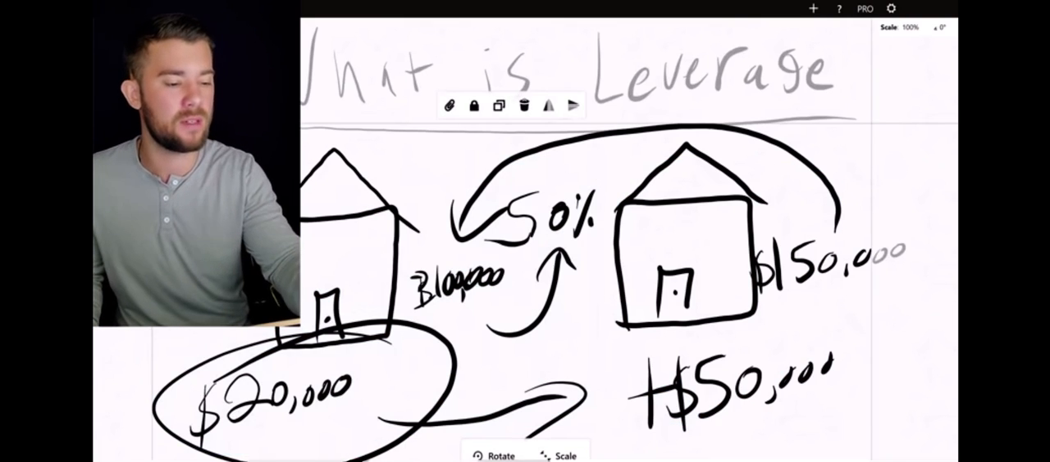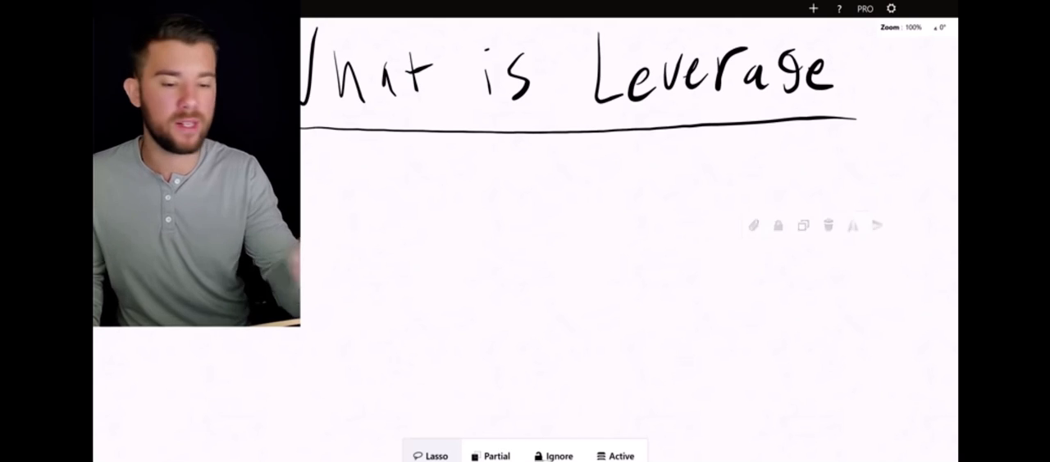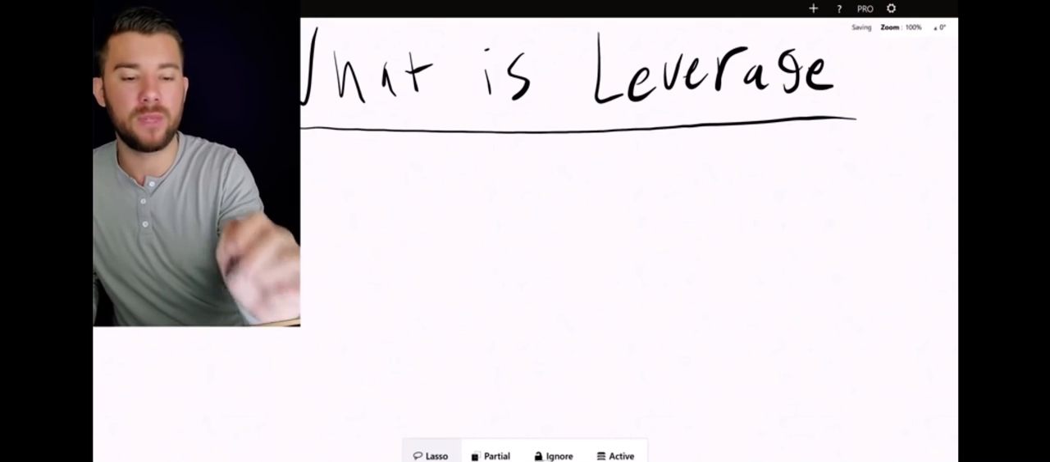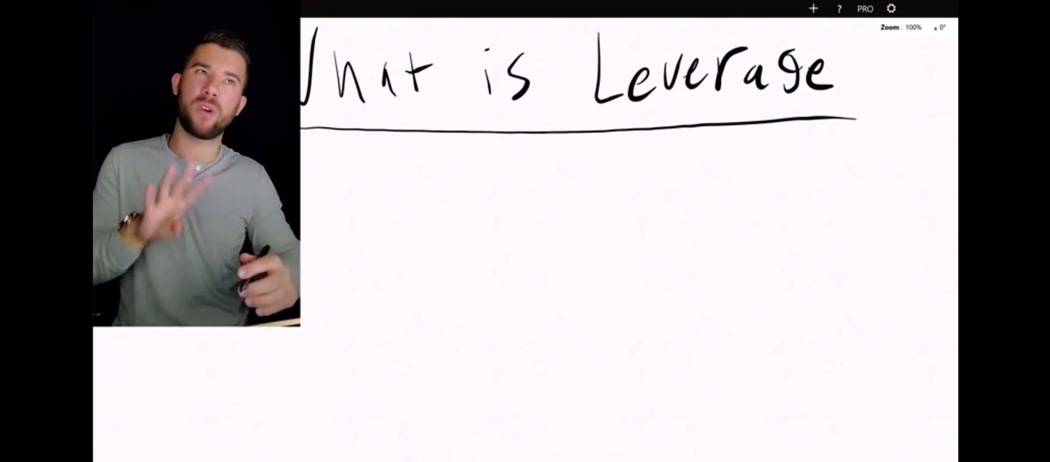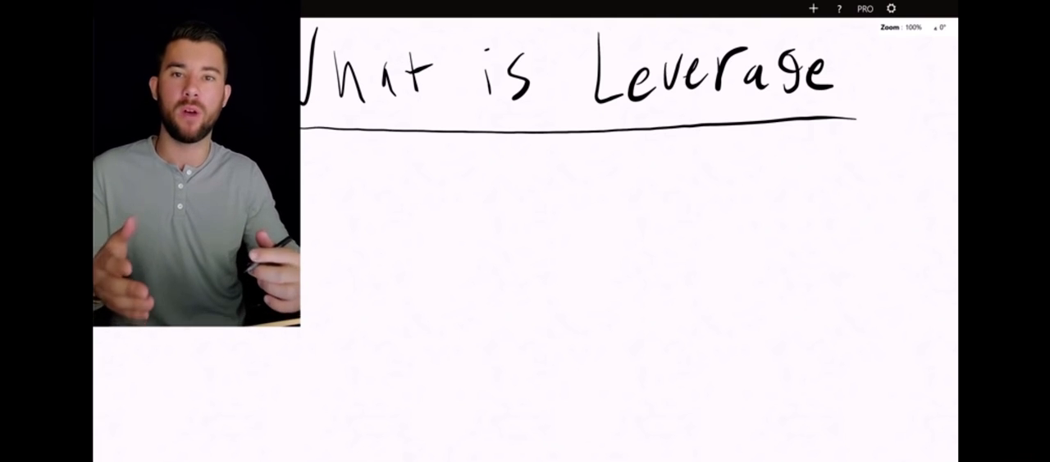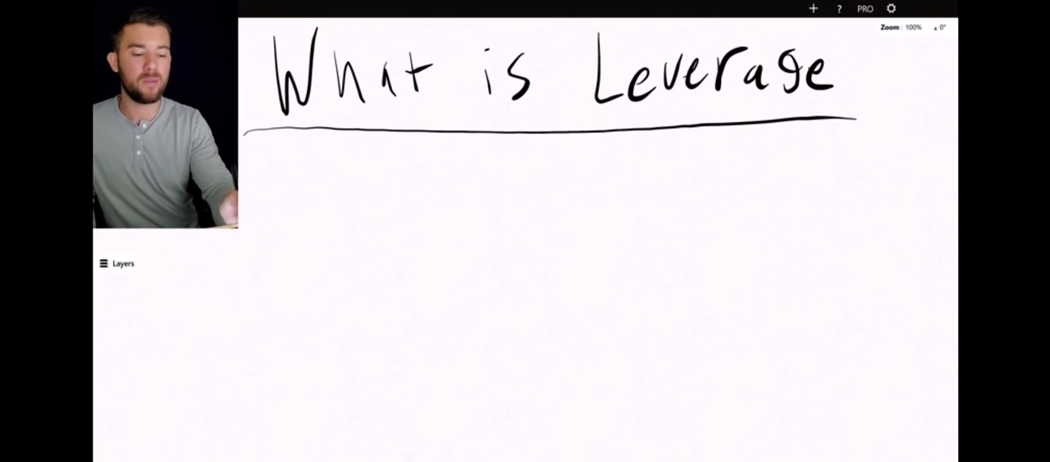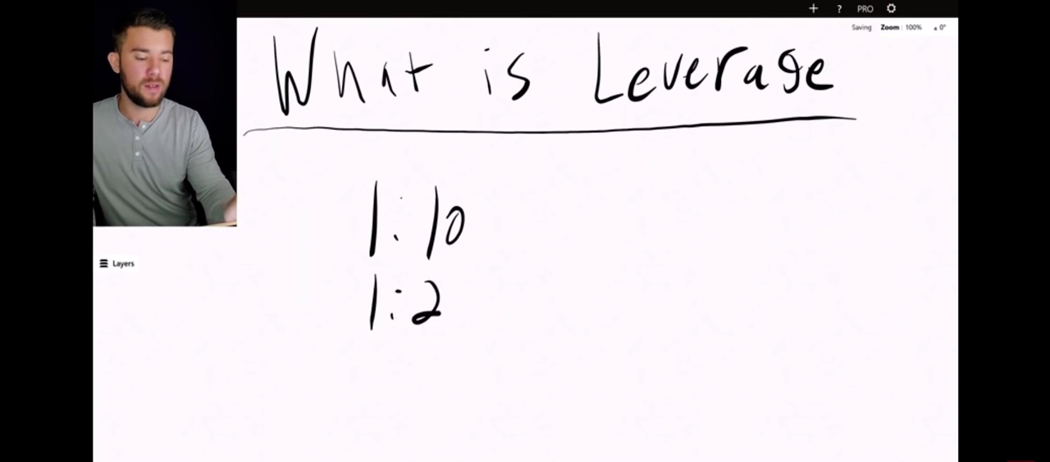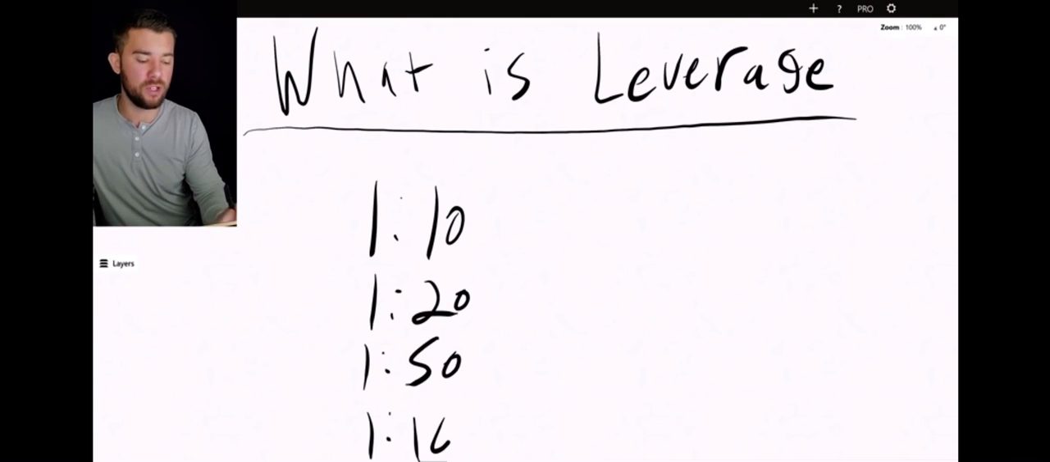Let's go ahead and delete all of this. So in Forex, I'm going to draw out a little graph here. We have about 4 different types of major leverage that brokers allow you to have. And we have 1 to 10 leverage, 1 to 20, 1 to 50, and 1 to 100 leverage.